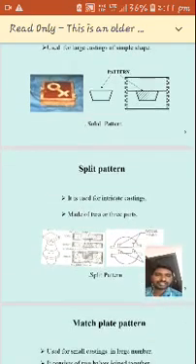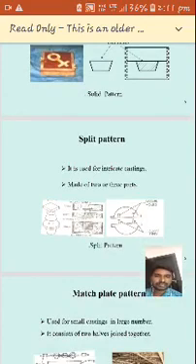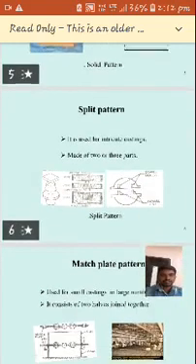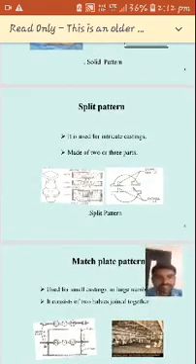The next type of pattern is the split pattern. It is used for intricate castings. It is made of 2 or 3 parts. With 2 parts, the upper one is called the cope and the bottom one is called the drag. They are generally jointed with 2 dowel pins.